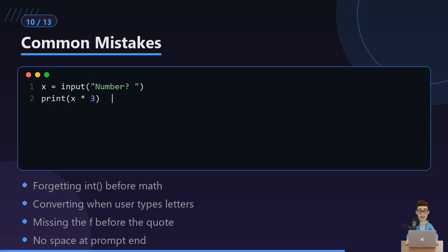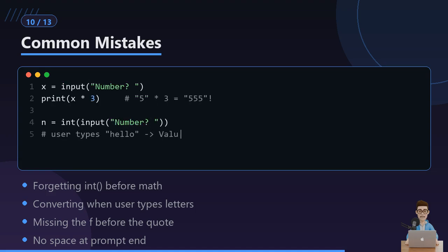Now the traps. First, multiplying text by 3 does not triple the number. It repeats the text, so 5 becomes 555. Second, if you convert with int but the user types hello, the program crashes with a value error. Third, forget the F before the quote, and Python prints your curly braces literally. I once shipped a survey script that multiplied string input instead of numbers. Friday deploy. Never again.